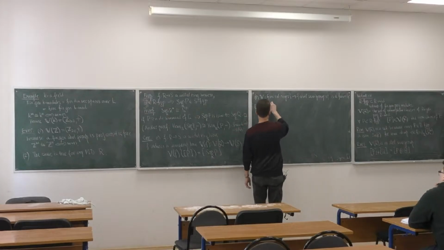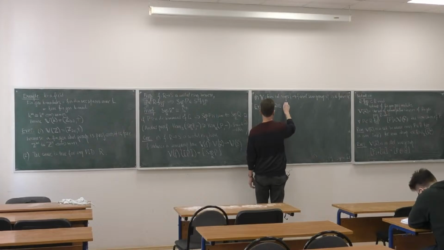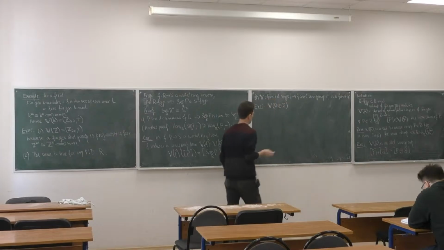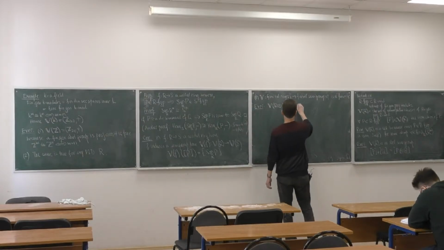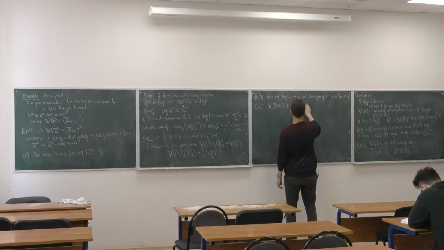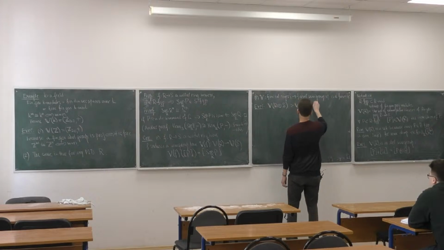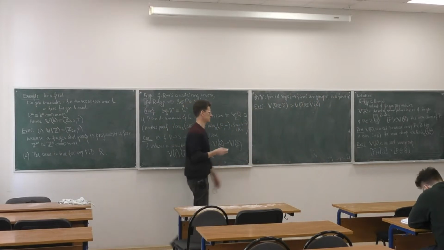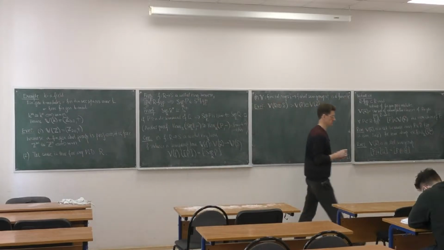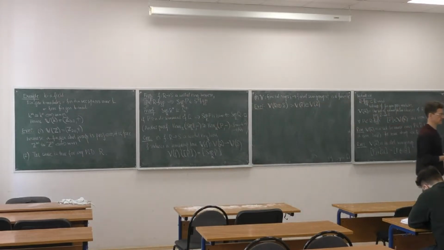Well, if we take two unital rings R and S, and take their direct sum, then the respective semigroup is naturally isomorphic to V of R plus V of S. Because every finitely generated projective module over this direct sum ring is naturally decomposed into two summands, over R and over S respectively.